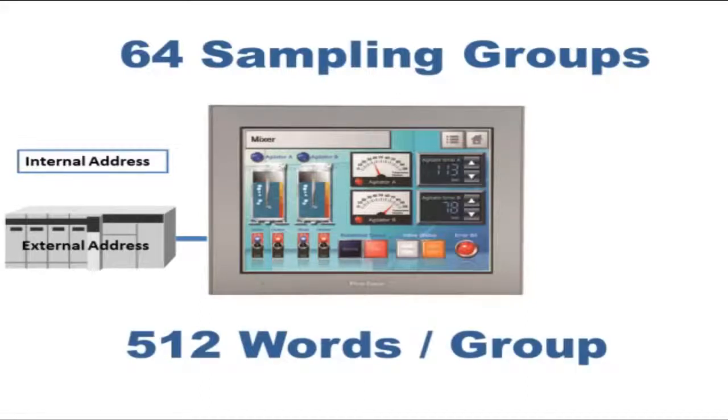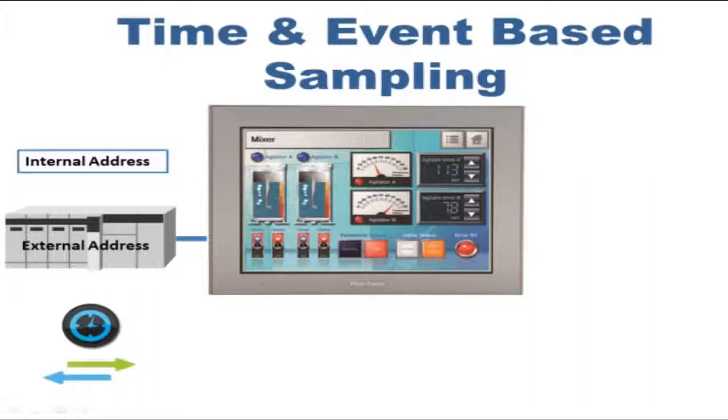Each sampling group can contain up to 512 16-bit values or 256 32-bit values. This equates to over 32,000 individual values that can be sampled. Data sampling can occur on either a time basis or an event basis. The initiation, duration, and frequency of data sampling are user configurable by sampling group.